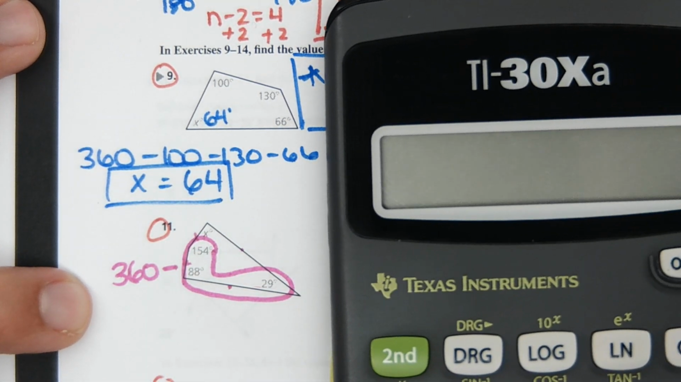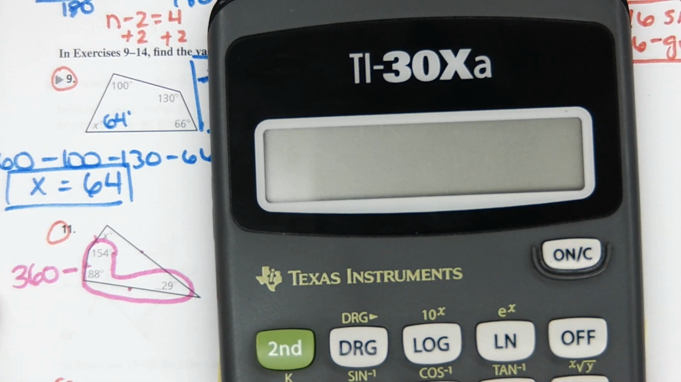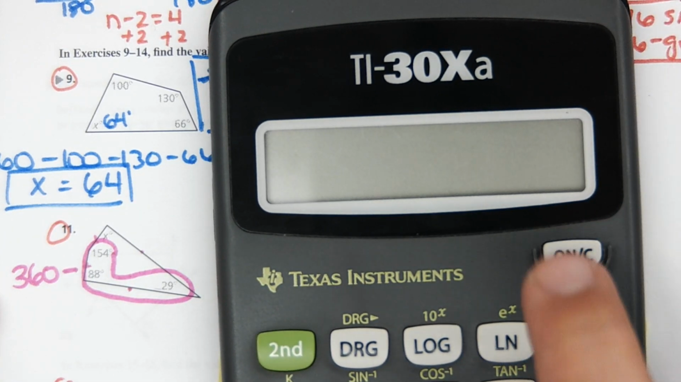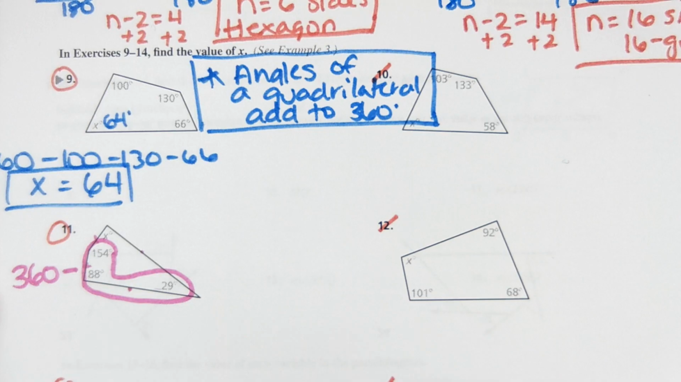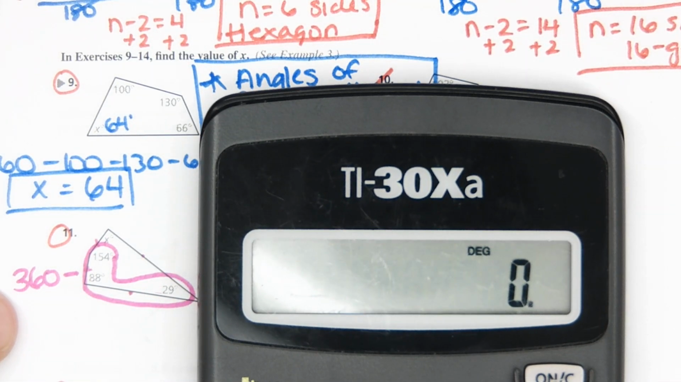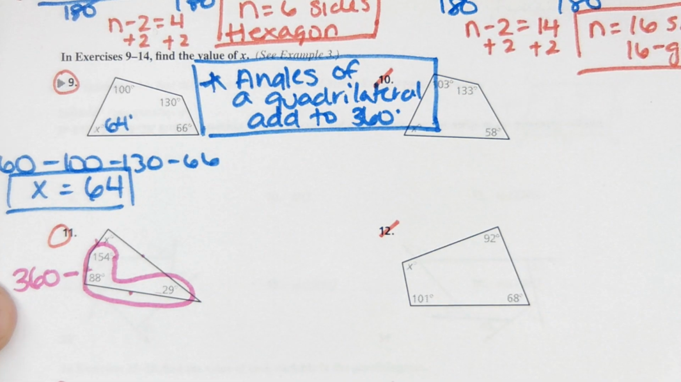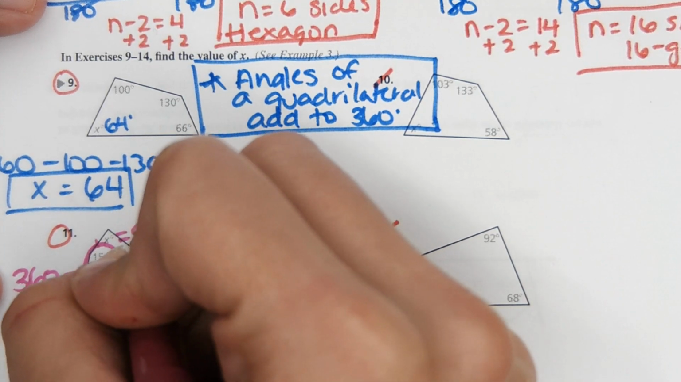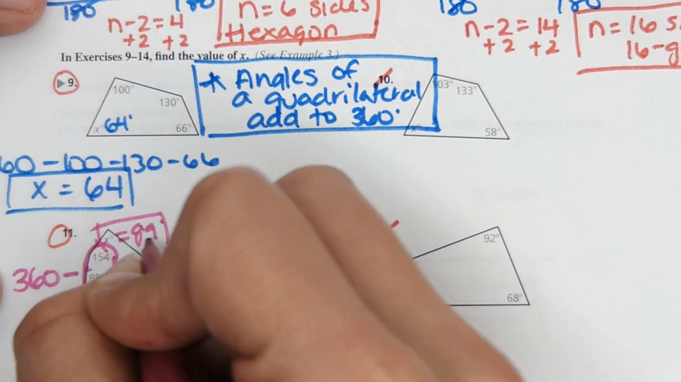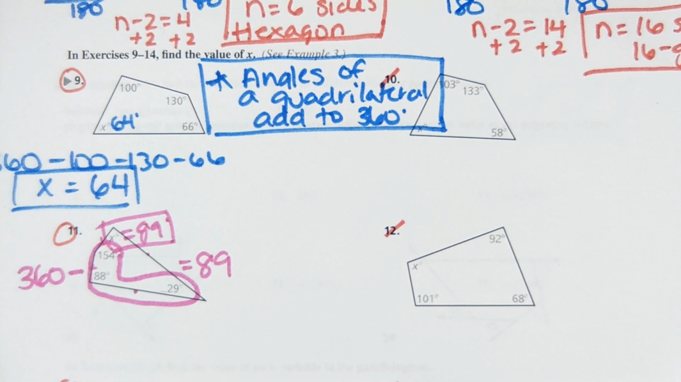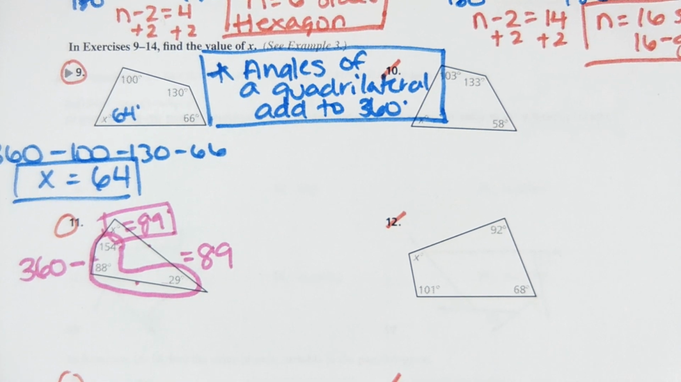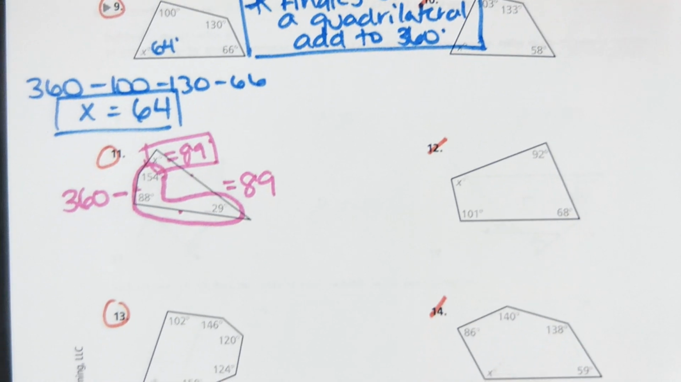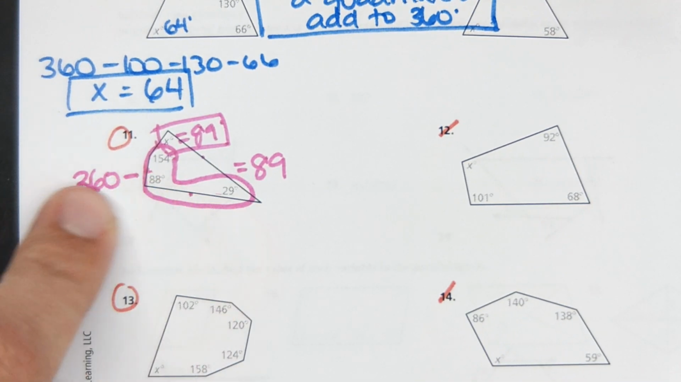And so in a calculator, you would just do 360. Oh, this one's dead. You do 360 minus 154 minus 88 minus 29, and then it gives you what's left over. So that equals 89. So x here equals 89 degrees. Instead of having to write all that out, I just showed it that way.